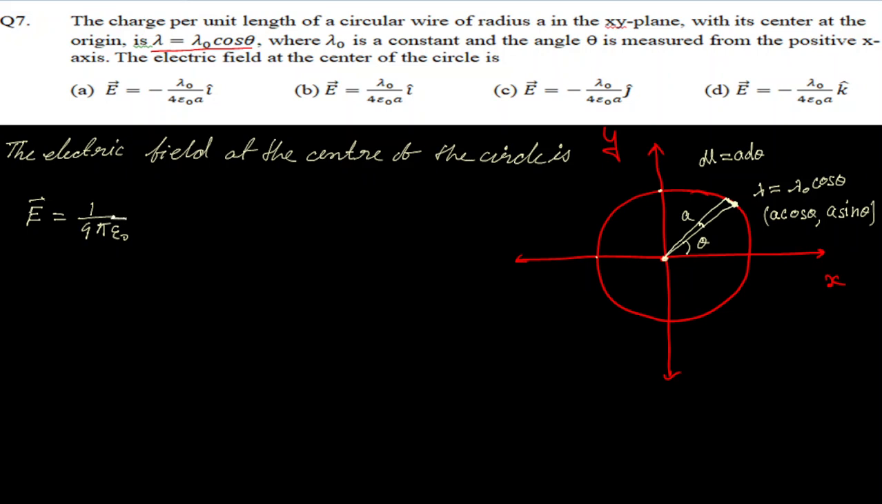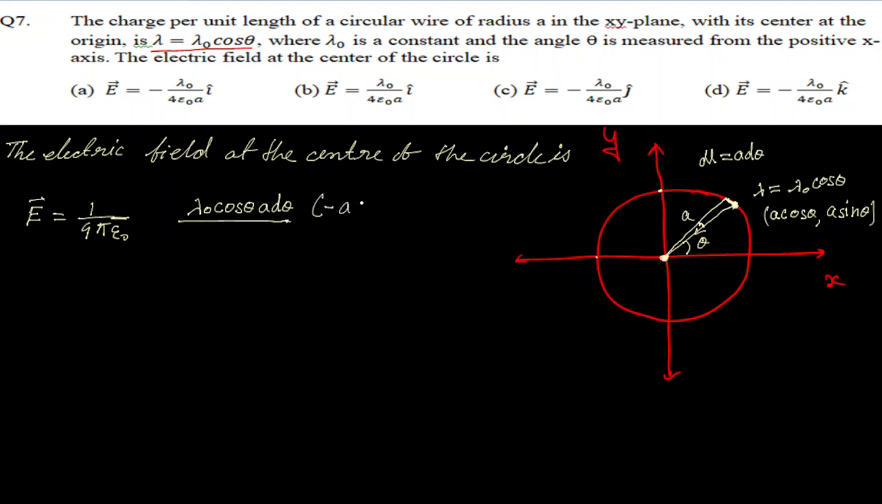And then what we have to write? We have to write charge per unit length, charge on the elementary length. So lambda into dl. In this case, lambda is equal to lambda naught cos theta, and elementary length a d theta, divided by r cube. So what is r in this case? The position vector of the center of the circle with respect to this coordinate is a cos theta and a sin theta. So then what will be this r vector?